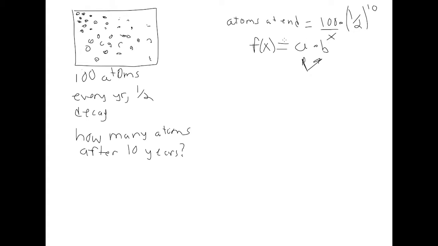So if we wanted to find out how many atoms there would be after 100 years, we could use a function like this. So we would plug in 100, we would plug in 1/2, and then we would plug in 100 again, because it's 100 years. But a and b are both going to be constants in this sort of function.